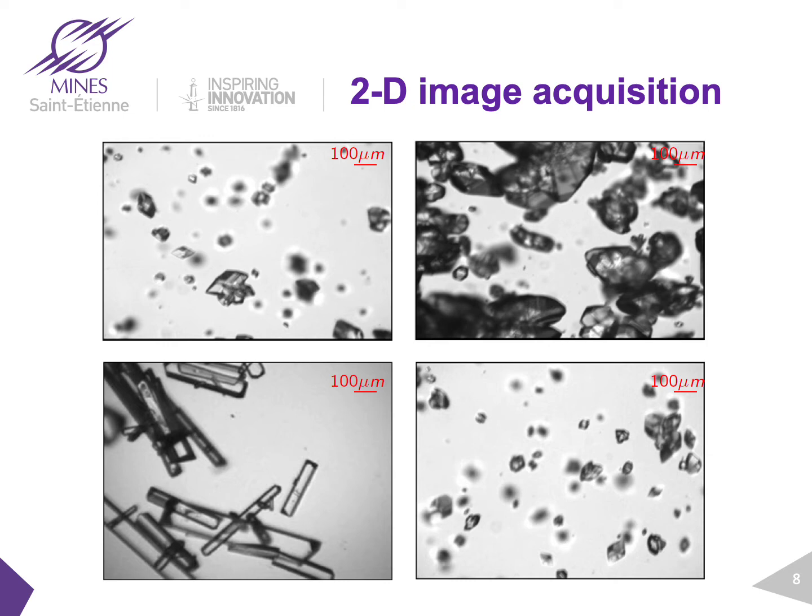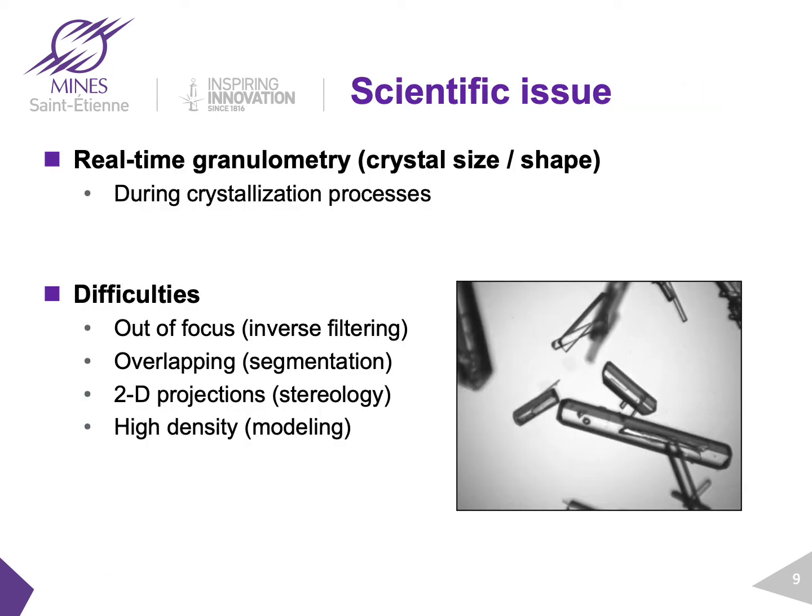Here are some illustrations of 2D images of crystals we can acquire with this kind of sensor. You have here 4 images representing different kinds of crystals, and you can imagine that it's not very easy to extract geometrical information of the crystals with classical image processing. As I told you, from these 2D images, the scientific challenge is to extract the real-time granulometry. So we speak about size and shape distribution of the crystals all along the crystallization process.